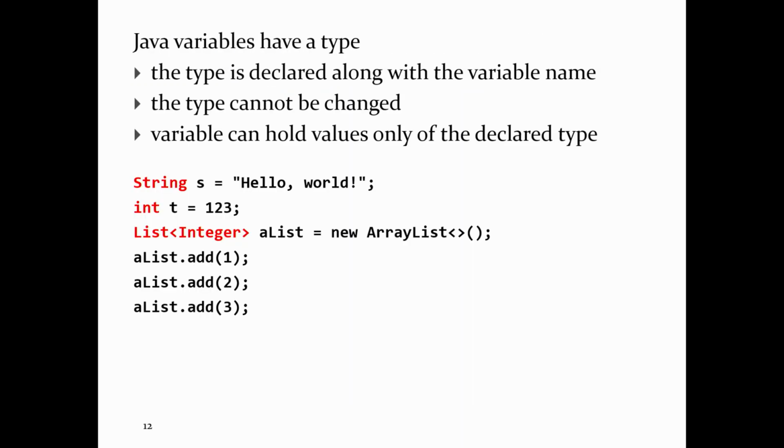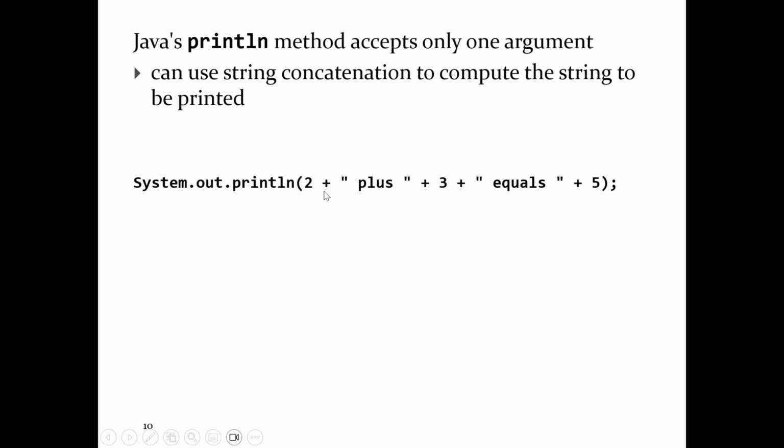Okay, now when you concatenate in Java, you don't have to concatenate just strings. In this example here, I've got the number 2 concatenated with the string plus concatenated with a 3, and so on and so forth. The way string concatenation works in Java is that you can concatenate anything you want to a string, but you have to be careful when you do this. In this particular example, it works.